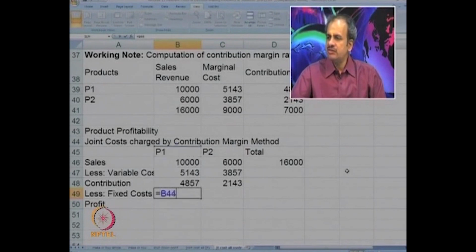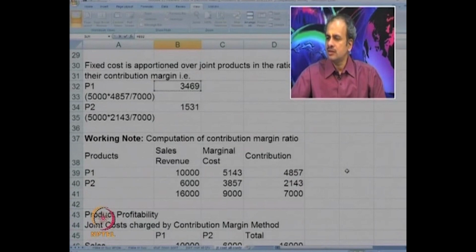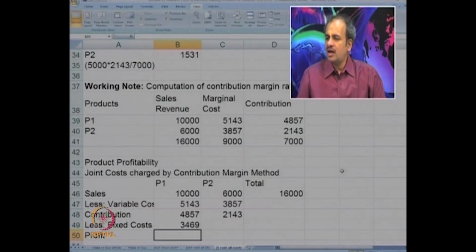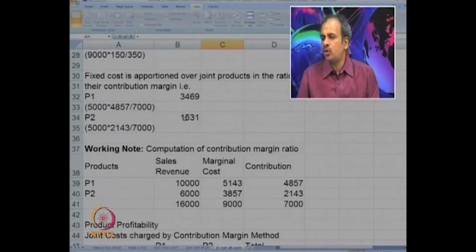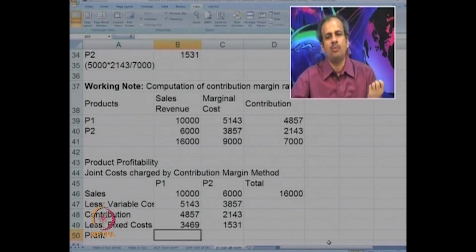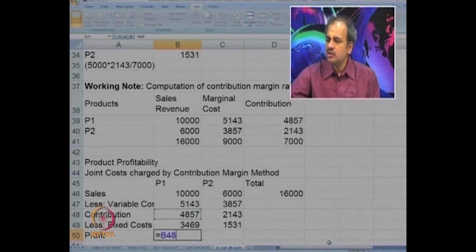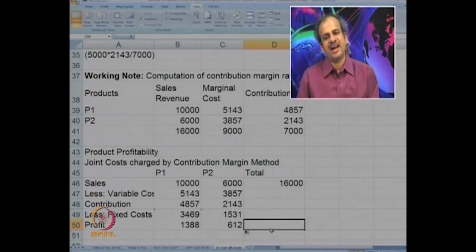From this, we will reduce the fixed costs. Again, basically the product fixed costs were joint, they were not known individually, but we have worked it out on the basis of the ratio which was calculated. So it is 3469 and 1531. You can see that the more fixed cost is now borne by P1. So now you can know the individual profitability of the product, which is 1388 and 618.